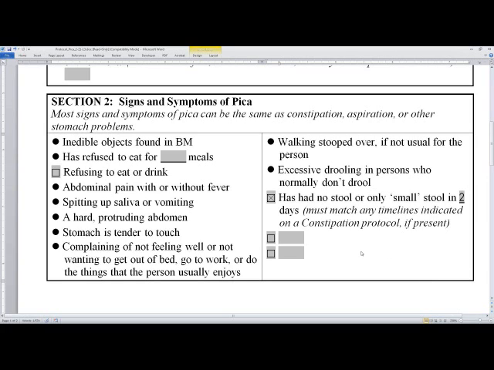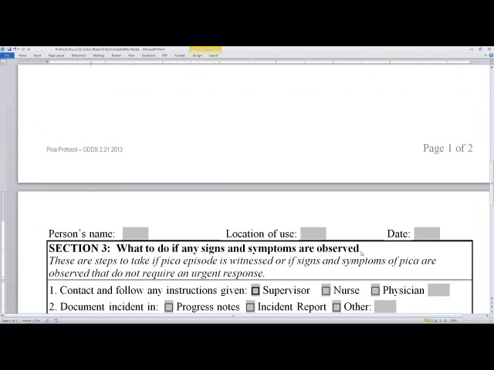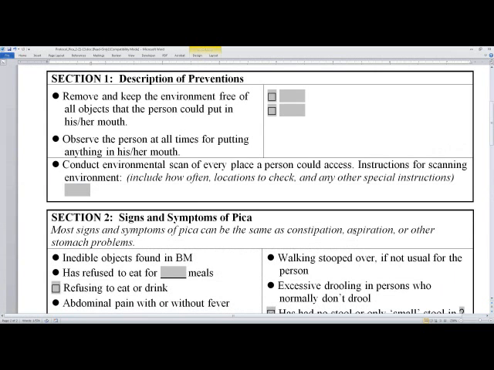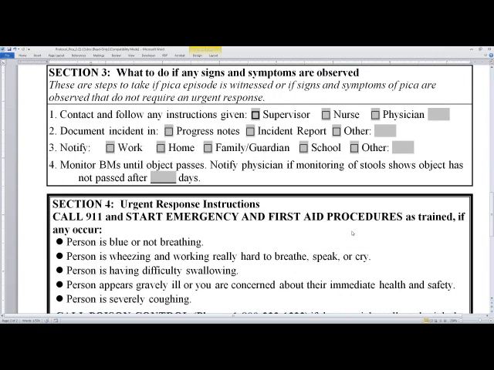Okay, so next up, Section 3. What to do if any signs and symptoms are observed. These are steps to take if a pica episode is witnessed or if signs and symptoms of pica are observed that do not require an urgent response, meaning we don't feel like we need to immediately call 911, but it doesn't meet the criteria for 911 that are listed below. But we have seen some of those signs and symptoms. So what do we do? Who do we contact? And then you check the appropriate box.